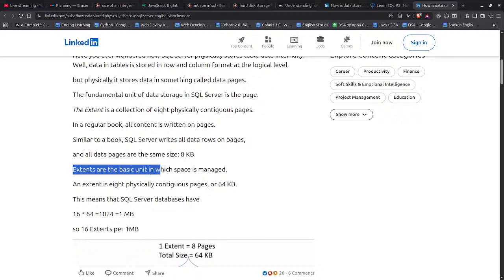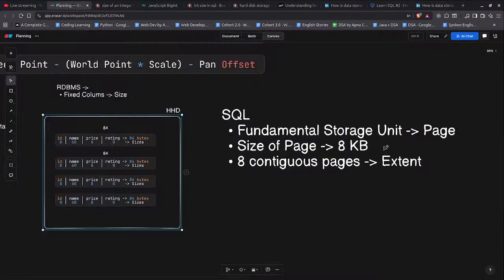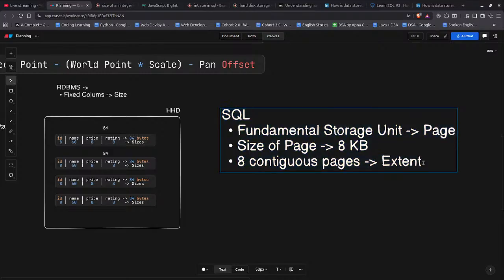Extents are the basic unit in which space is managed. So ultimately an extent manages the pages. Ultimately it is just a collection of pages. An extent is 8 physically contiguous pages. That simply means around 64 KB. That makes sense, because it has 8 pages, so 8 pages is 64 KB. So ultimately the size of this is going to be 64 KB, just like this. So this is done as well.